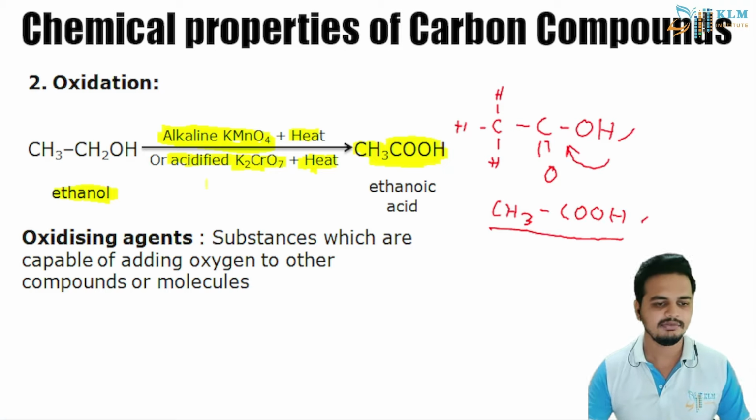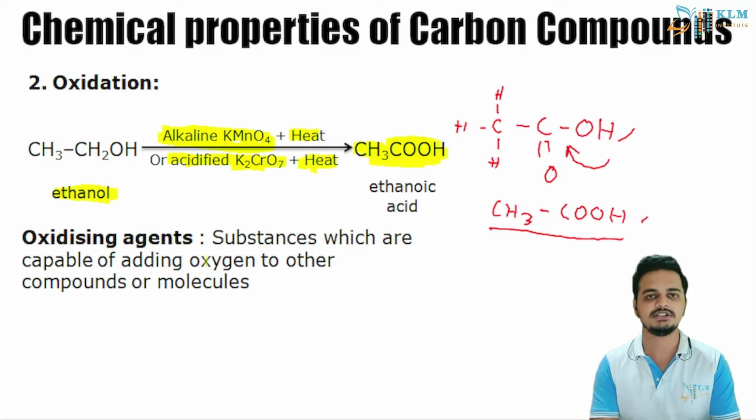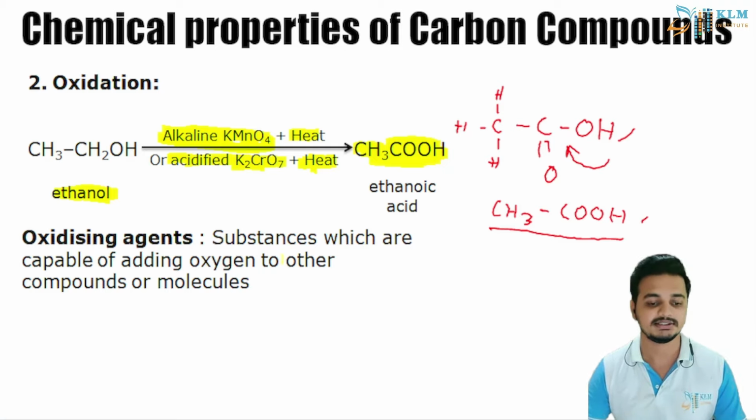So why are we adding alkaline KMnO4 or acidified K2Cr2O7? These are known as oxidizing agents. They are ready to give oxygen to the compounds. So substances which are capable of adding oxygen to other compounds or molecules are known as oxidizing agents. This is very helpful in the further classes.